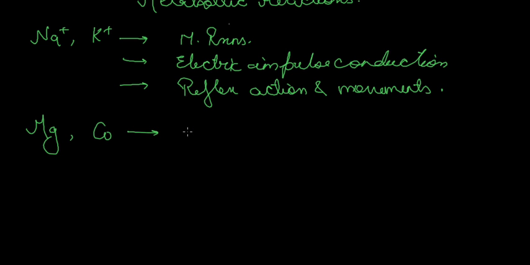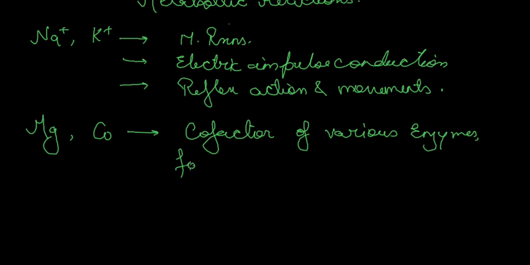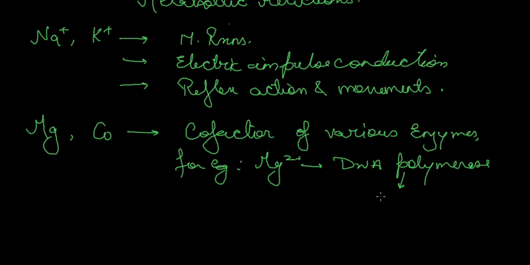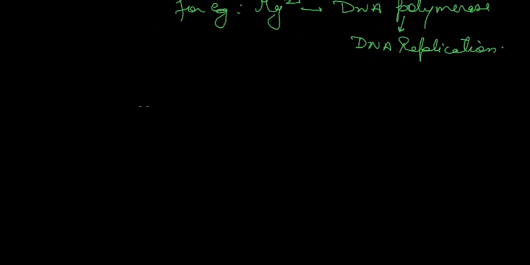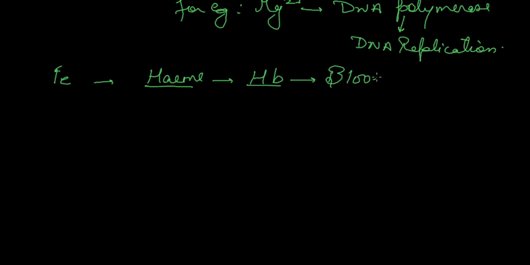Magnesium and cobalt are utilized as cofactors of various enzymes inside our body. For example, magnesium is required for the DNA polymerase enzyme, which is required for DNA replication inside our body. Next, we are talking about iron. Iron is required for the formation of heme, which is present in hemoglobin, a major component of blood.